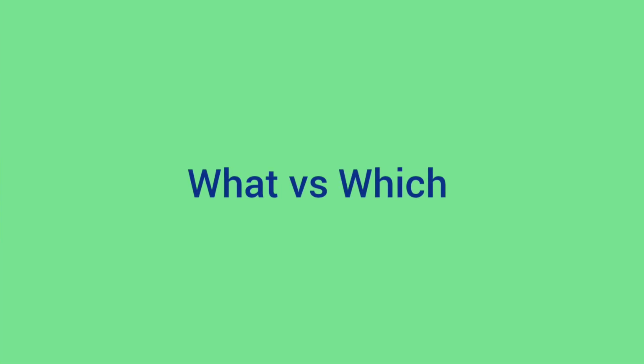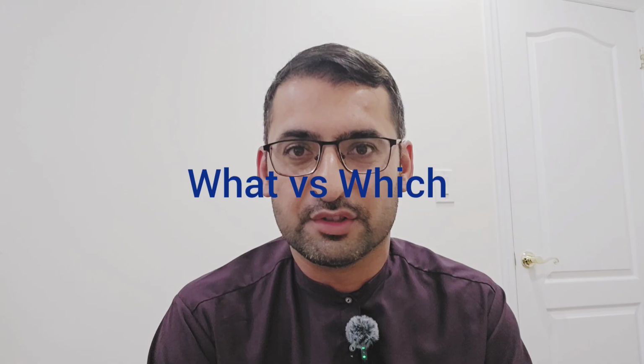What and which are both question words, meaning these words are used to ask questions. What is the difference? What is used when we have a broader range of options and the questioner doesn't know the answer, whereas which is used when the options are limited or there is a specific set of choices.